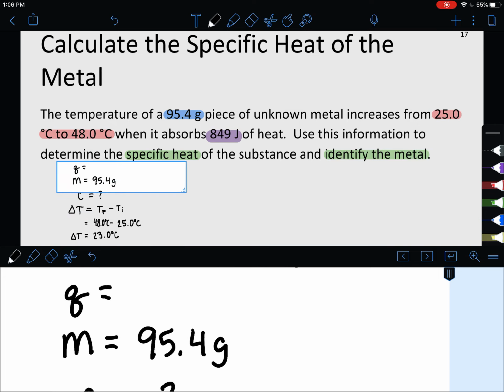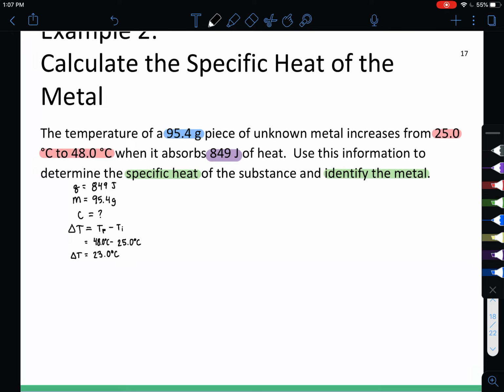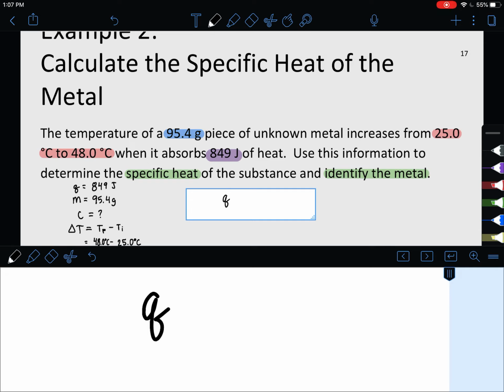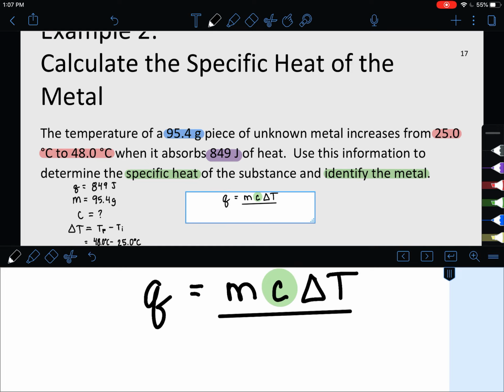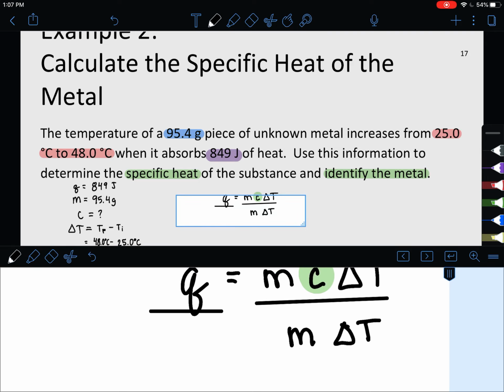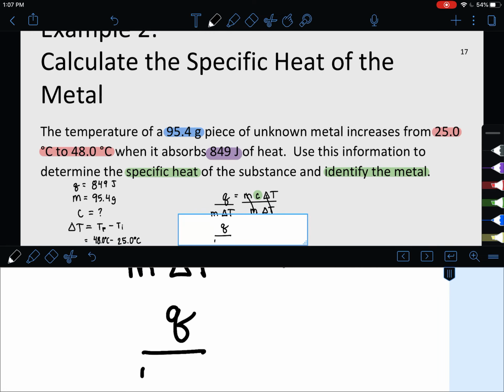And since we know our Q, we'll write that in here as well. 849 joules. Okay. Now, our equation, let's write that down. Q is equal to mc delta T. Since we are solving for C, I'm going to rearrange this so C is all by itself and then plug my values in. If you're more comfortable plugging in your values and then solving, that's totally fine. Just make sure to show all of your work with whatever method you do. So Q over mass times delta T is equal to C.